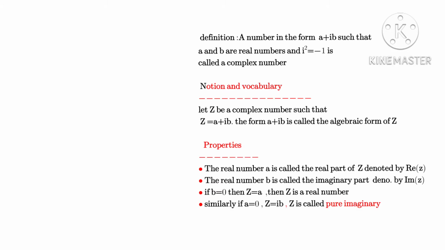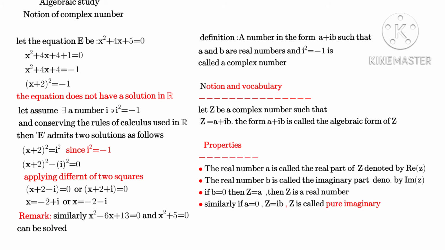Alright guys, in this video we'll be checking out the algebraic study, that is the notion of complex number. So we have the equation E to be x squared plus 4x plus 5 equals 0. Now when we complete the square of that equation, we have (x plus 2) all squared equals minus 1. But the equation does not have a solution in R.